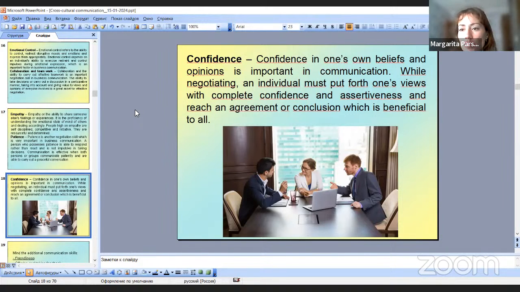Every member of the process, no matter how difficult it is, even if they are not sure about something, should overcome that in themselves and try to get confident in this communication process, confident in what they're speaking about, and try to prove their opinions and points of view.